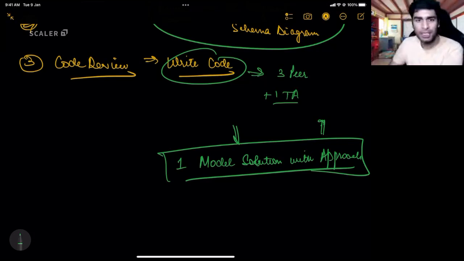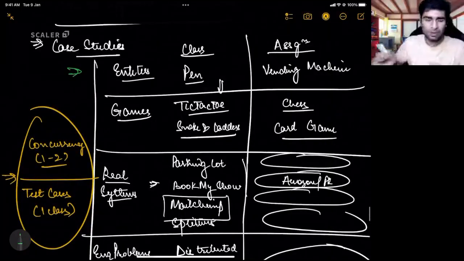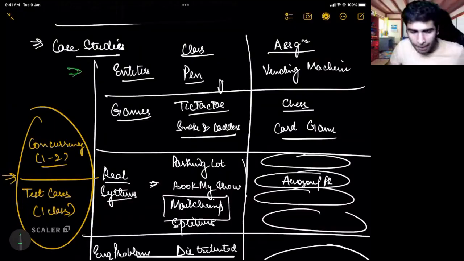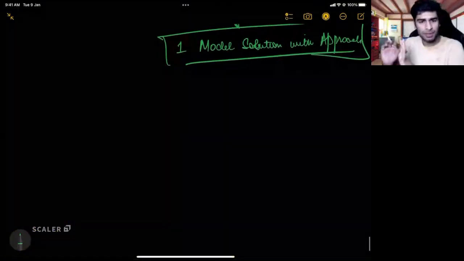What are the different trade-offs? What are the different thought processes that should be there? I have done this already for a few problems, so I am pretty confident that by the time we reach these classes, all these docs will also be ready. Okay, cool. So that is about the assignments. Any question with respect to LLD in Scaler?